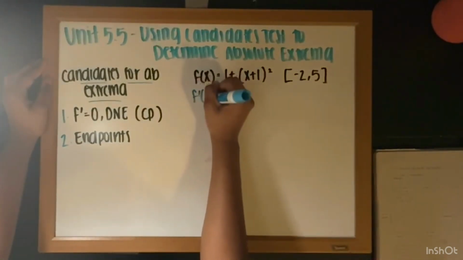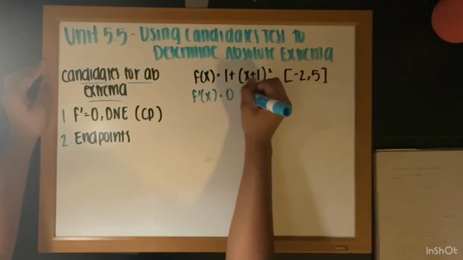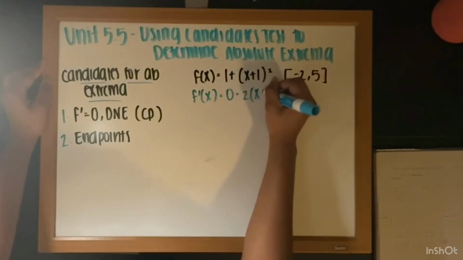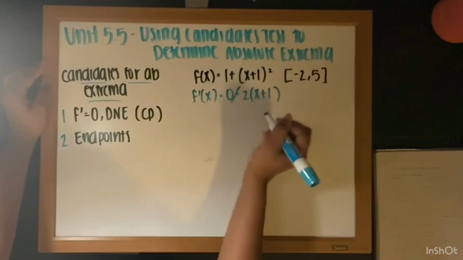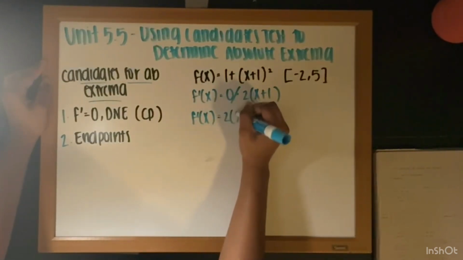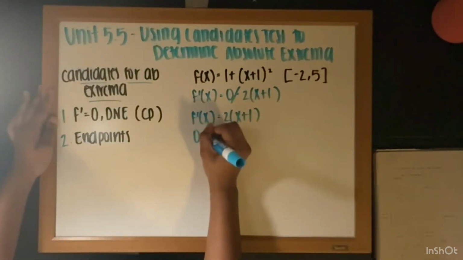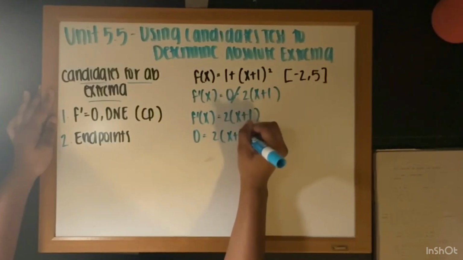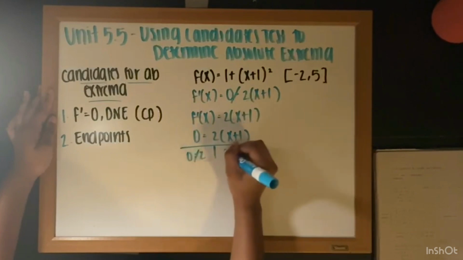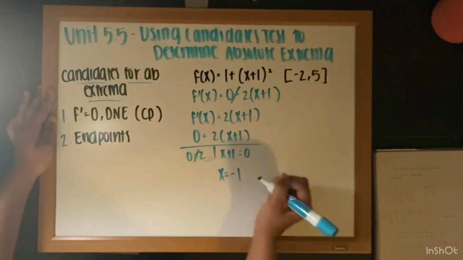So we have f prime of x equals, the 1 becomes a 0. Bring the 2 down to get 2 times (x plus 1). The 0 goes away, and I have f prime of x equals 2 times (x plus 1). I set it equal to 0, and then I solve for x. 0 cannot equal 2, and x plus 1 equals 0. So we have a critical point at x equals negative 1.